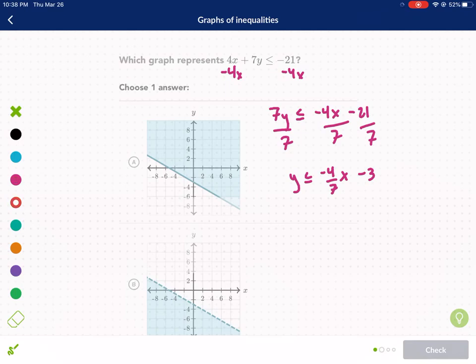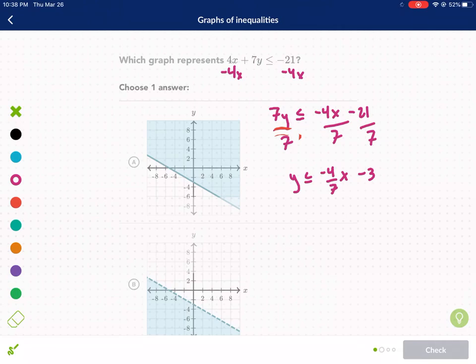Now keep in mind something, we didn't need to do this in either case, but if you divide by a negative number, then you will need to flip the sign. That's very important to note. In this case, we didn't divide by a negative, just a positive 7.